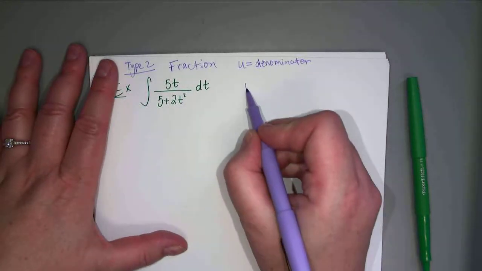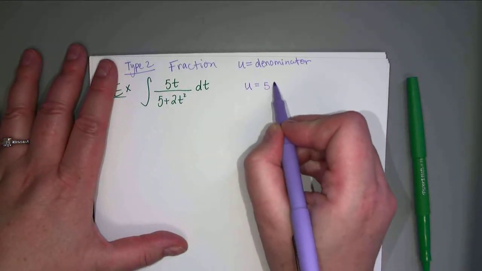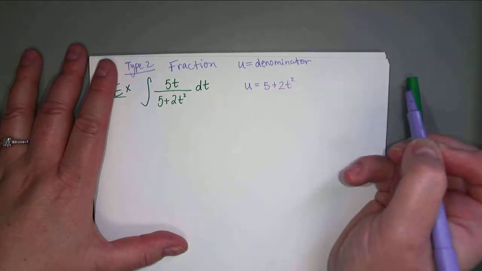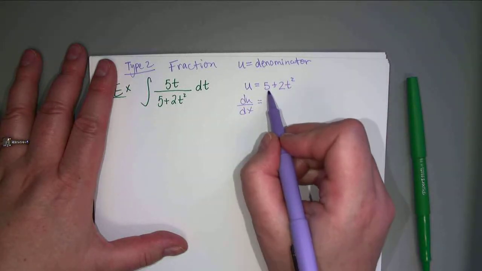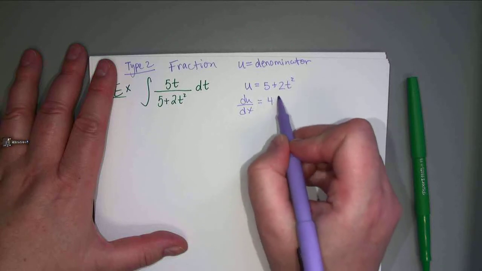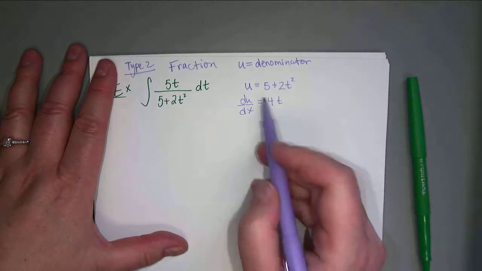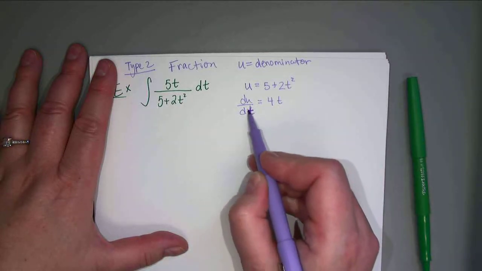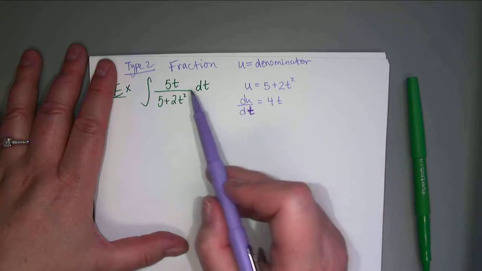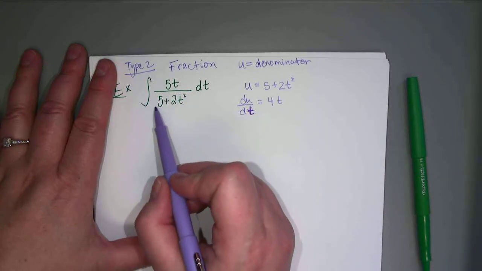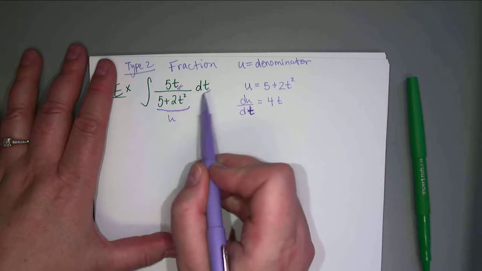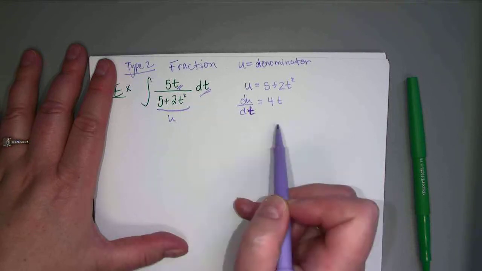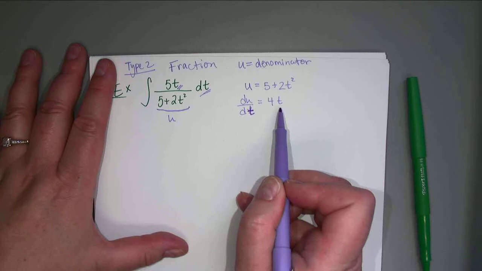So if we let u be the whole denominator, take the derivative of that. 5 is 0. Bring the 2 down, so 4t. Oops, not dx, dt. And go back over here. So we called this whole bottom u. And we just want the t and the dt to drop off. So here's the t, so that's good. And the dt, we'll rearrange this.